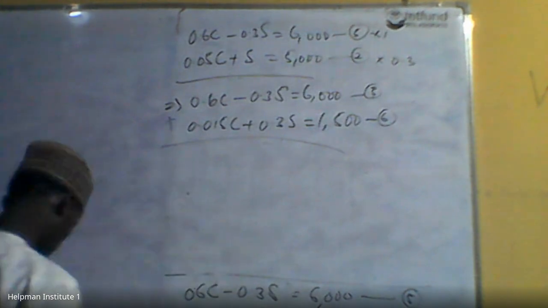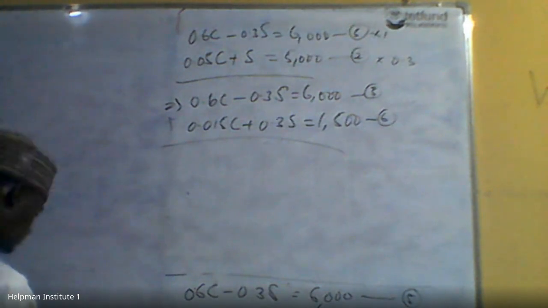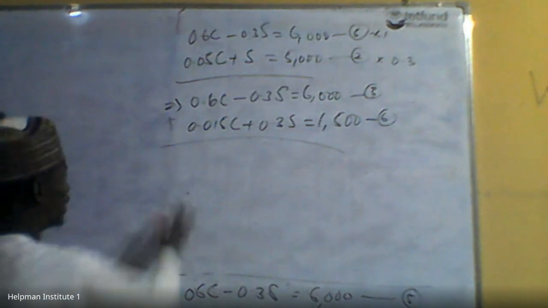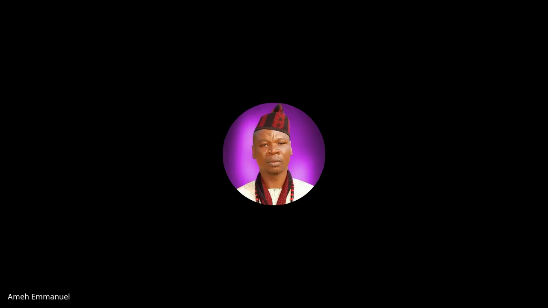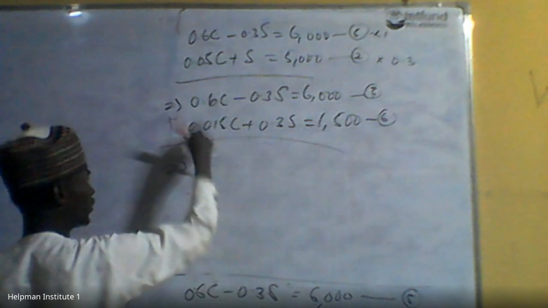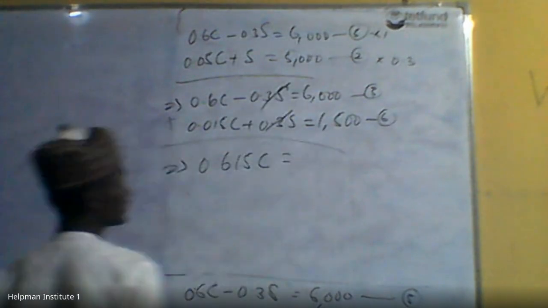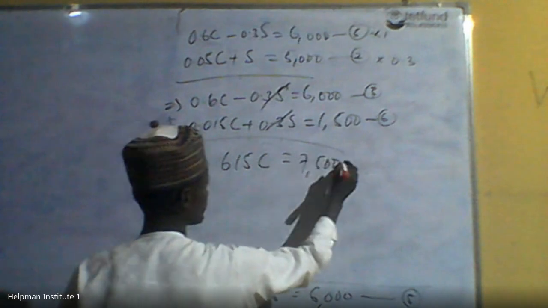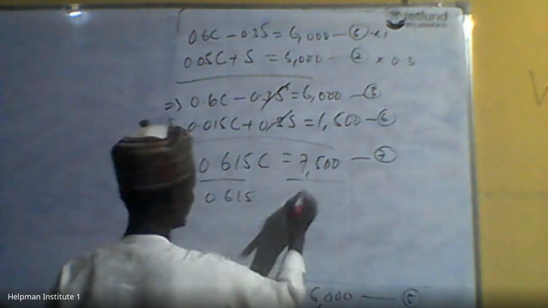What do we have? 0.6 plus 0.015. Is it 0.15 or 0.015? It's 0.015. We are adding equations 5 and 6. 0.6 plus 0.015, what do we have? 0.615c. The s terms will cancel. So we add 6,000 and 1,500 to get 7,500. This will now be equation 7. So we divide both sides by the coefficient of c.